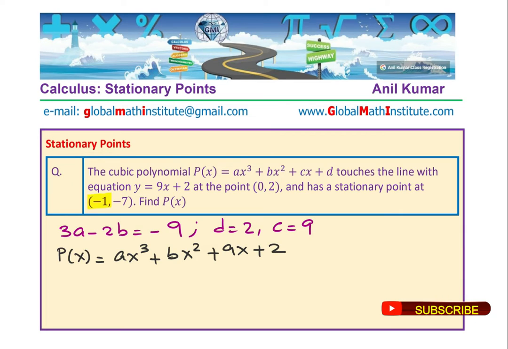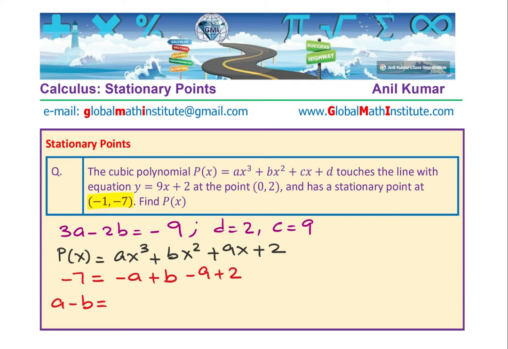Now, at this point, minus 1, minus 7, the value is minus 7. So, minus 7 equals 2. Substituting minus 1 here, we get minus a plus b minus 9 plus 2, correct? So, bringing constants, we get a minus b equals minus 7, which on this side becomes plus 7, which is 0. So that means that a equals b, right?